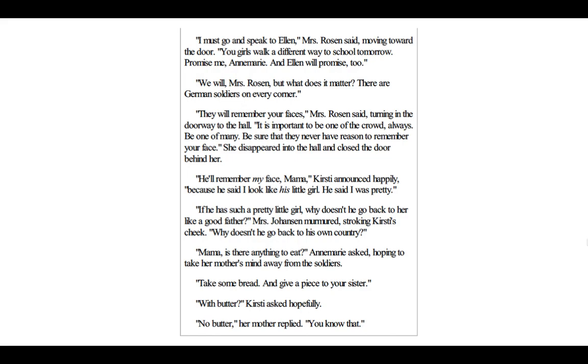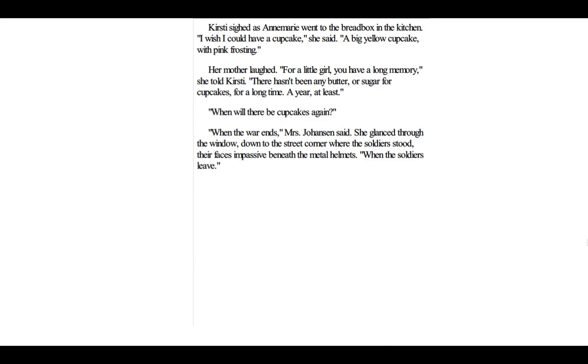He'll remember my face, Mama, Kirsty announced happily, because he said I look like his little girl. He said I was pretty. If he has such a pretty little girl, why doesn't he go back to her like a good father? Mrs. Johansson murmured, stroking Kirsty's cheek. Why doesn't he go back to his own country? Mama, is there anything to eat? Anne Marie asked, hoping to take her mother's mind away from the soldiers. Take some bread and give a piece to your sister. With butter? Kirsty asked hopefully. No butter, her mother replied. You know that. Kirsty sighed as Anne Marie went to the bread box in the kitchen.